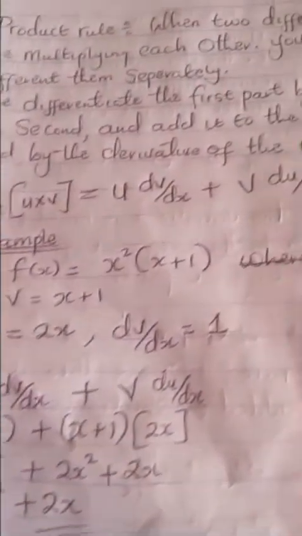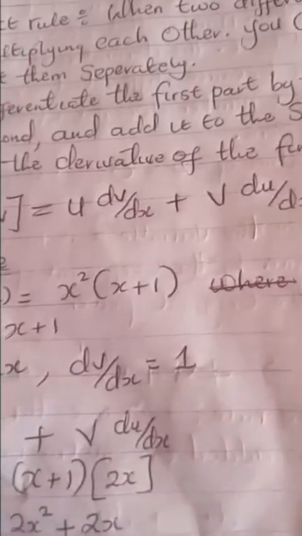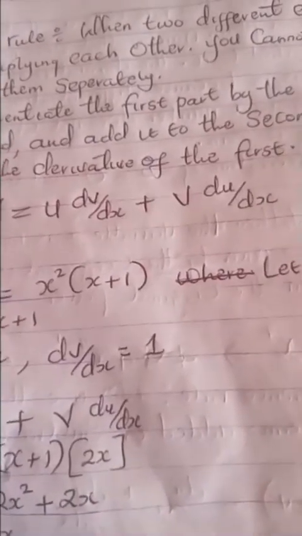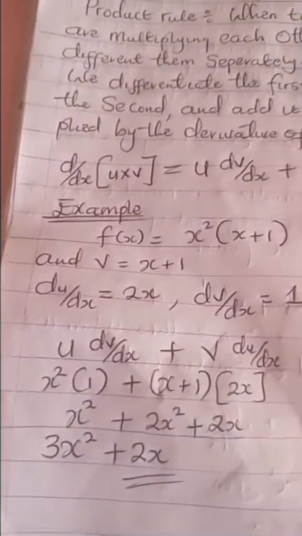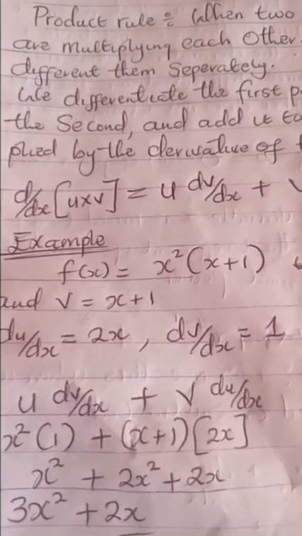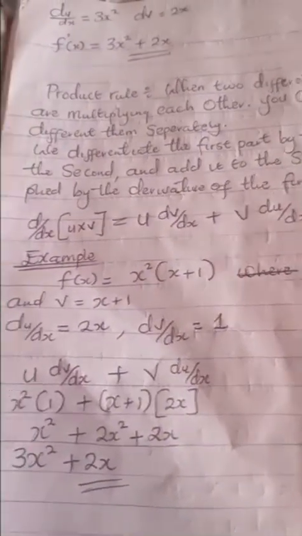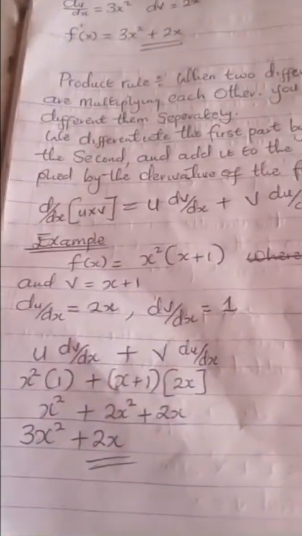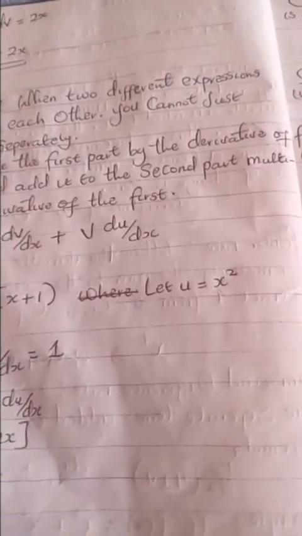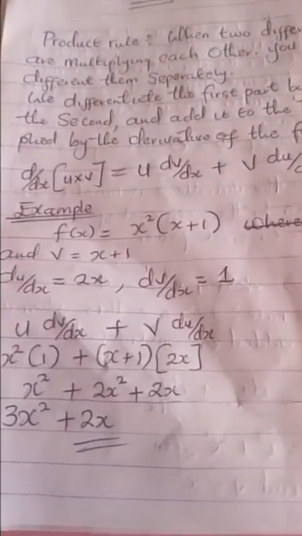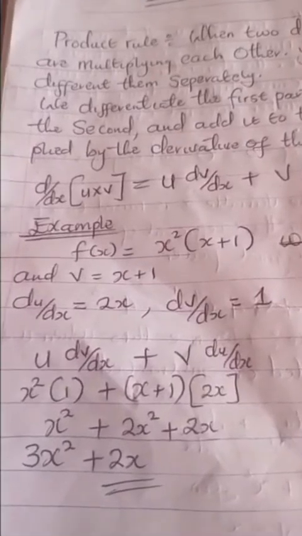Now example, f of x is equal to x squared multiplied by x plus 1. The bracket means multiplication, I'm sure you know. We now say let u be equal to x squared and v equal to x plus 1. So now our du dx is equal to 2x. Now we said our du dx because we have x raised to power 2, like we said in our product rule. We have 2x here. Now dv dx is equal to 1 because when you differentiate x you have 1.